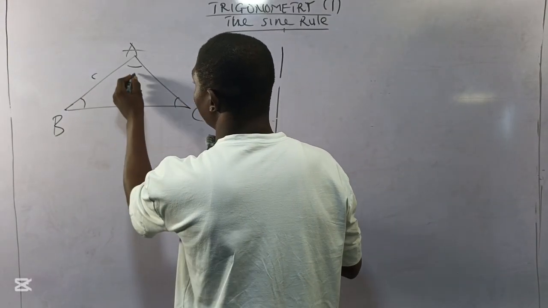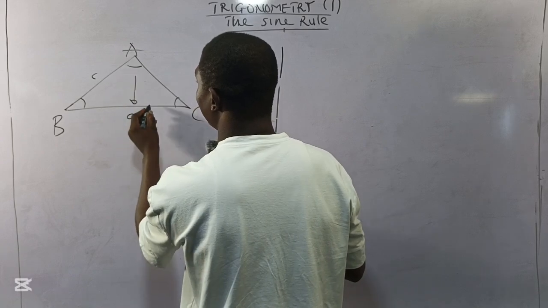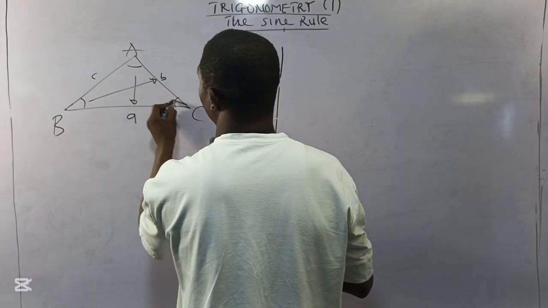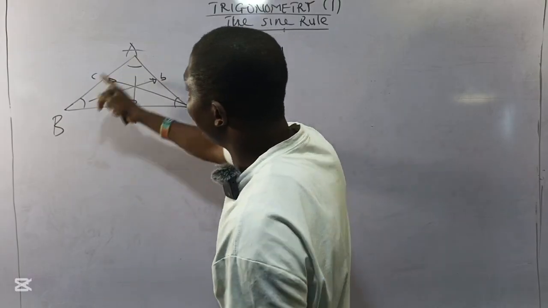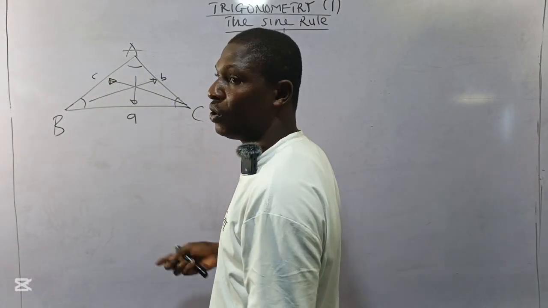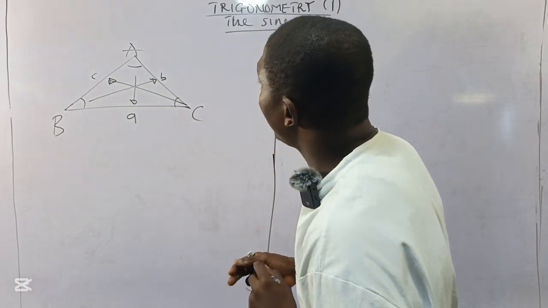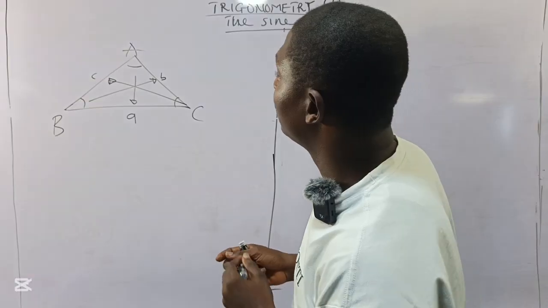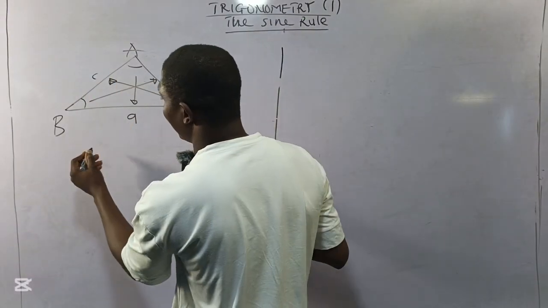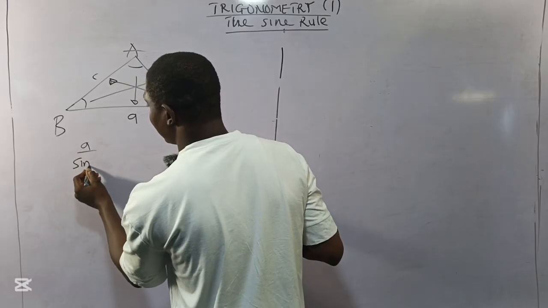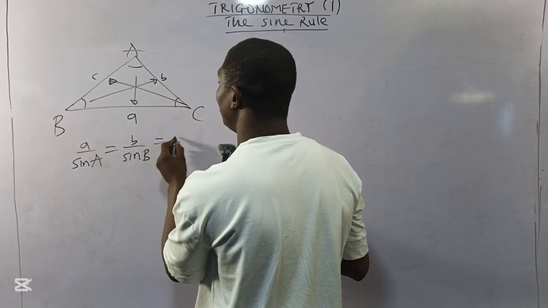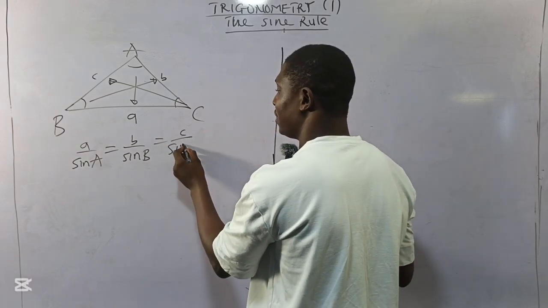And I want to prove that the side facing capital letter A is small letter a, the side facing C is small letter c, and the side facing B is small letter b. While capital A, B, C are the angles, small letters a, b, c are the sides. Now, how can I prove that all these angles and sides are related by a over sine A equals b over sine B equals c over sine C.